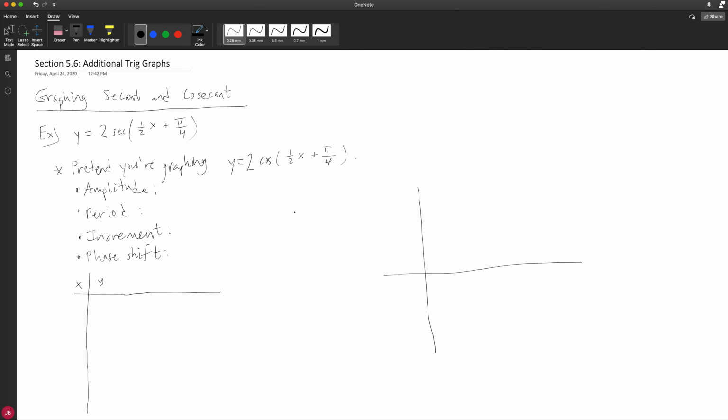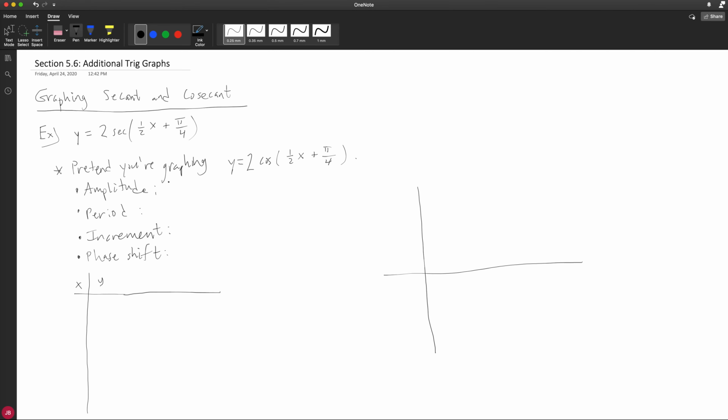Okay, so first let's start with graphing a secant function. And it's going to go for both secant and cosecant. Let's say here we're going to graph 2 times the secant of quantity 1/2 x plus pi over 4. We are actually going to pretend that we're graphing the cosine version of that. I use cosine because we know that secant and cosine are reciprocals of each other, right? So if you see a secant, pretend you're graphing a cosine. And similarly, as we'll see below, if you're graphing a cosecant, pretend you're graphing sine for the same reason. Okay, so let's see here.